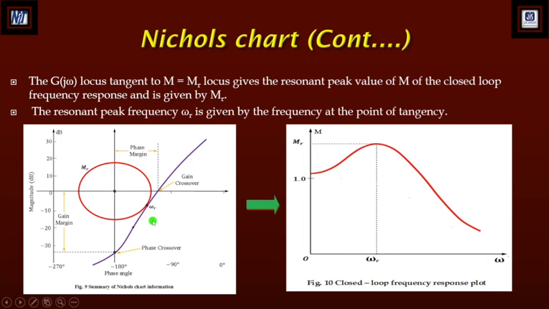And from this Nichols chart, draw a closed loop frequency response plot. So this point is the maximum peak resonant value at the resonance frequency omega r. The Nichols chart is used to find the closed loop frequency response from the open loop frequency response of the system. This is the frequency response plot.